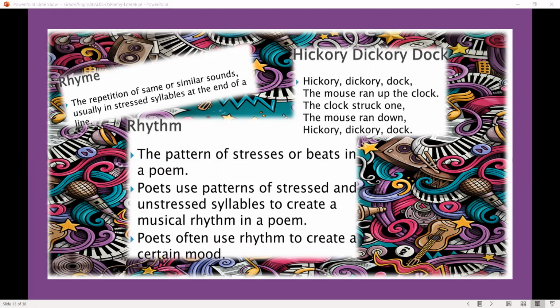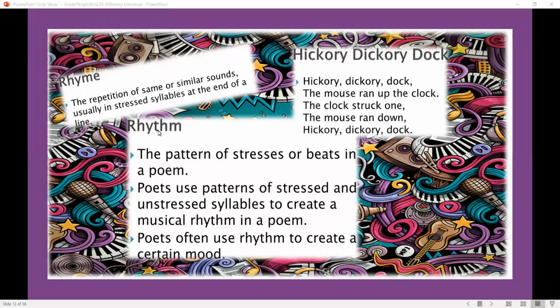Poets use patterns of stressed and unstressed syllables to make that musical rhythm. And a lot of musicians also use rhythm in the poem to create a mood. So let's do a simple one like the one I put up here. Hickory dickory dock, the mouse ran up the clock. Clock struck 1, the mouse ran down, hickory dickory dock. You see how that sounds like a song?